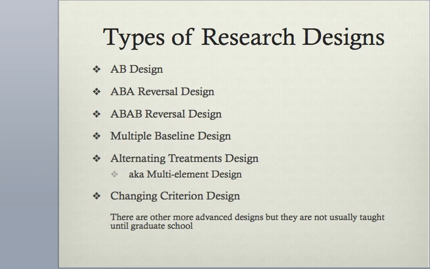There are quite a few of these designs, so in the next lecture, I'm going to talk about a series of types of research designs. I'll talk about the AB design. I'll review again the ABA and the ABAB reversal designs. We'll talk about the multiple baseline design, the alternating treatments design, which is sometimes called the multi-element design, and the changing criterion design. There are a lot more of these kinds of designs used in behavior analysis, and they are combined with each other and can become quite complex, but they're not usually taught until someone decides to go to graduate school. So we'll cover the big ones so that you have a good fundamental understanding.